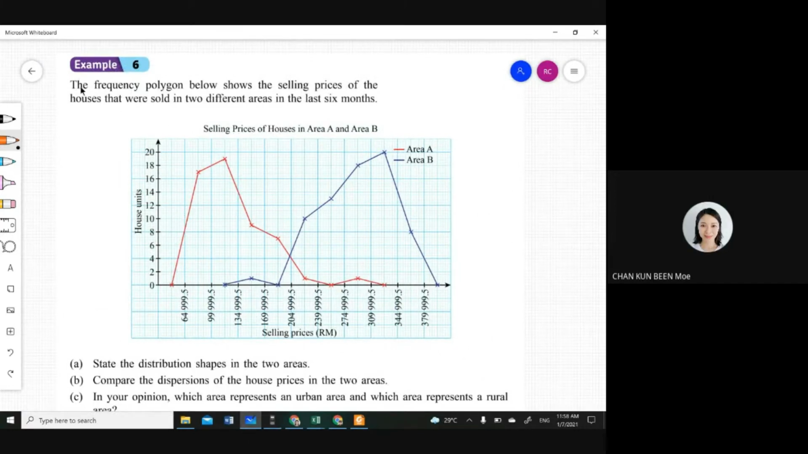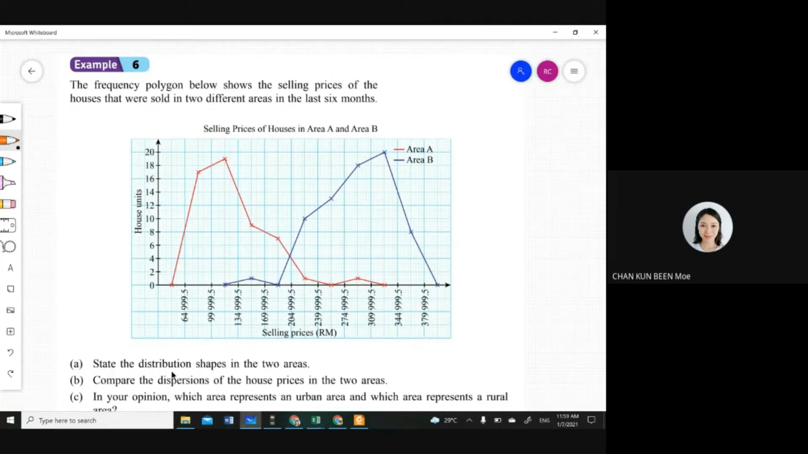Now we look at the given information. The frequency polygon below shows the selling prices of the houses that were sold in 2 different areas in the last 6 months. So this is the selling price of houses in area A and area B. You can look at the red line here to represent area A, and the blue line represents area B, with the selling prices indicated on the x-axis, and the y-axis representing the number of house units, which also represents the frequency.